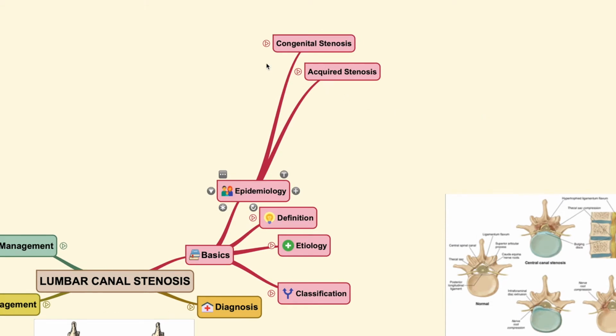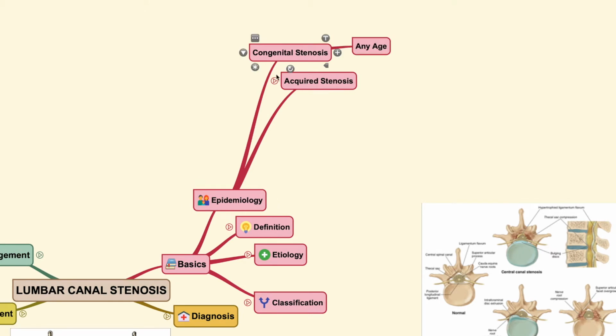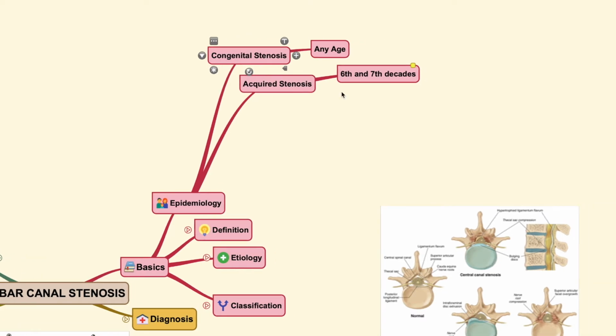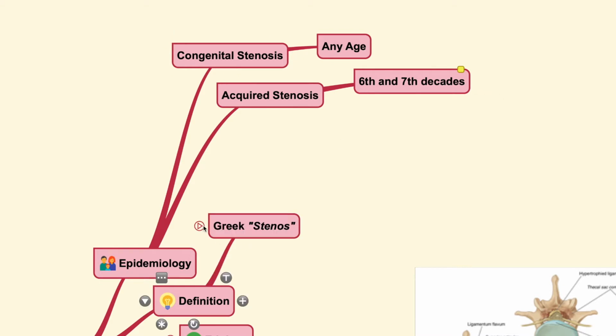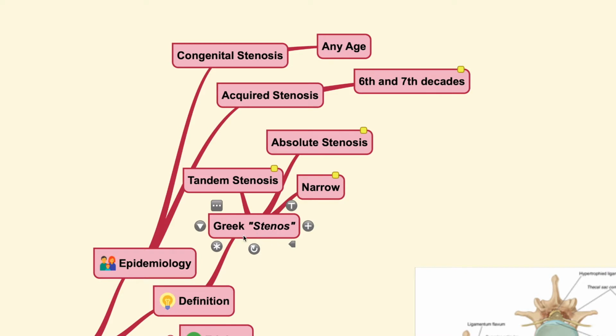Based on the epidemiology, this stenosis could be divided into the ones that happen in the congenital age group and also the acquired age group. In the congenital ones, usually any congenital anomaly that distorts the normal spine anatomy could cause stenosis, and in the acquired one, the degenerative cause remains the most common cause, and it usually occurs around the 6th and 7th decade. Per definition, the word stenosis comes from the Greek word, which means there is a narrowing that occurs at the spinal canal.